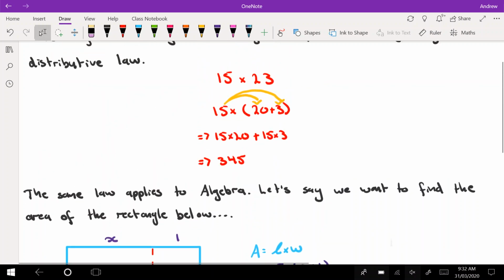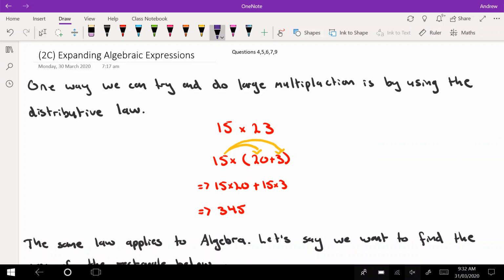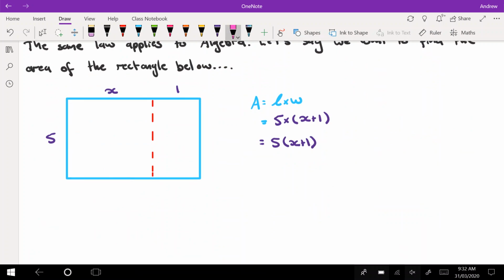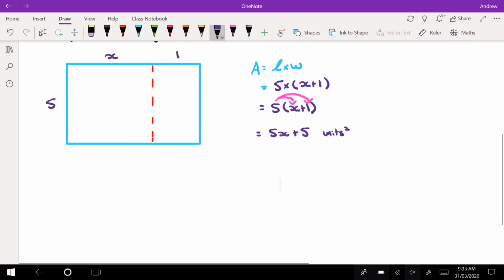Now, the same way we did my example at the top, 15 times 20 and 15 times 3, I'm going to scroll back down and use the distributive law again. 5 times x, 5 times 1. I like drawing in the arrows just because it shows me what I'm doing. Again, you don't have to do it if you don't want. It is for the sake of the explanation, but I find it's really helpful when we're doing these problems. So it's 5x plus 5 units squared. Remember, we're still using area. Even though there's no numbers there, we still should put the units at the end. Okay, and that is how to expand an algebraic expression. It's using the distributive law.